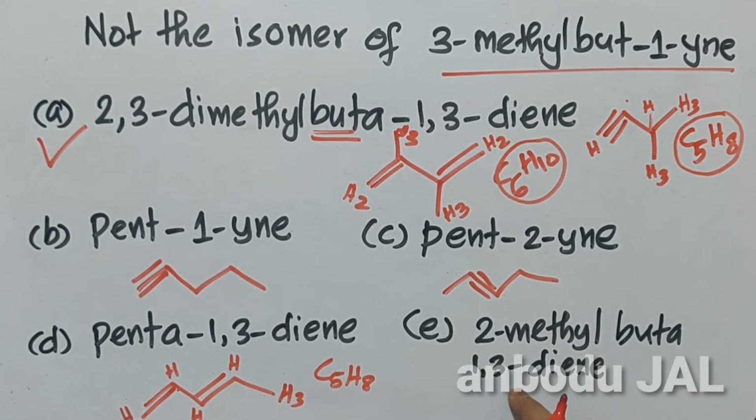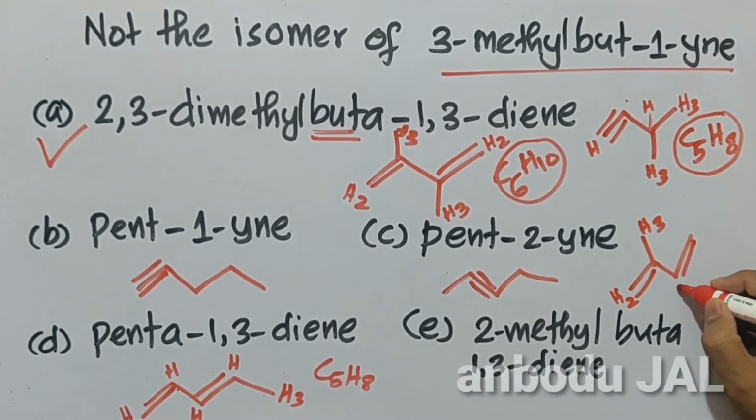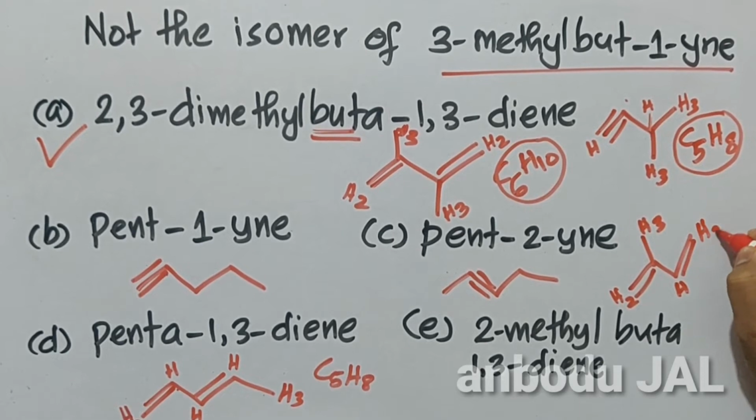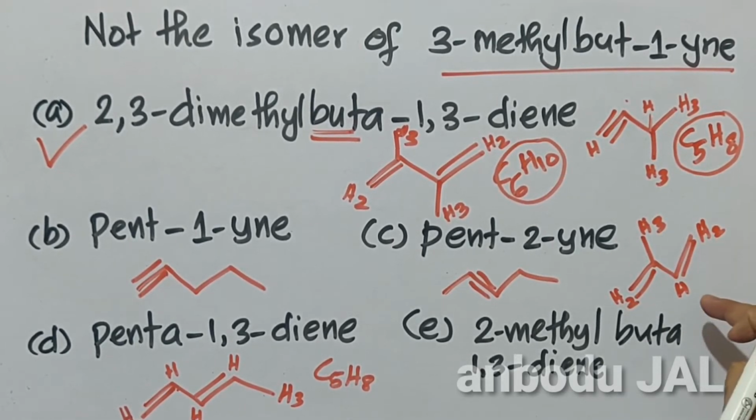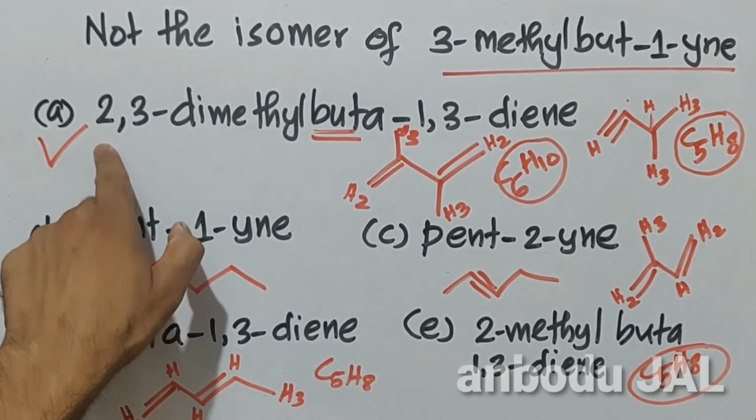Now we can examine this compound, 2-methylbuta-1,3-diene. There are 4 carbon atoms in the longest carbon chain. 1,3-diene: in these two positions there are double bonds. A methyl group is also present. Here 2 hydrogen atoms, here 3 hydrogen atoms, here 1 hydrogen atom and here 2 hydrogen atoms. So 2 plus 1 is 3, 3 plus 3 is 6, 6 plus 2 is 8. This compound has the formula C5H8. Here the correct answer is option A.